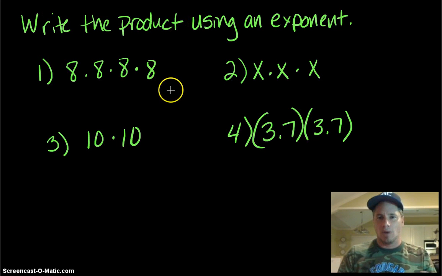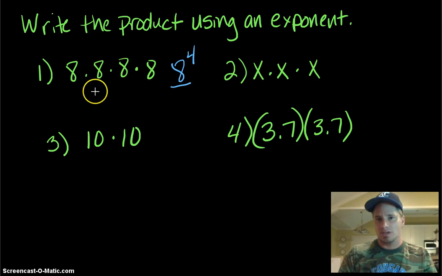Okay, write the product using an exponent. If we have repeated multiplication, we can simplify that by using an exponent. 8 times 8 times 8 times 8, well, that's 8 multiplied by itself 4 times. So that would be 8 to the 4th. The 8 is the base. The exponent comes by the number of times I multiplied.